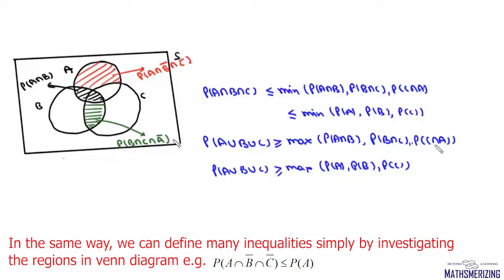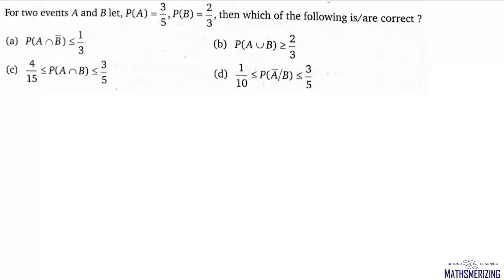Now let us take up some questions. Now here the question is, for two events A and B, probability of A is 3 by 5 and probability of B is 2 by 3, then which of the following is or are correct?